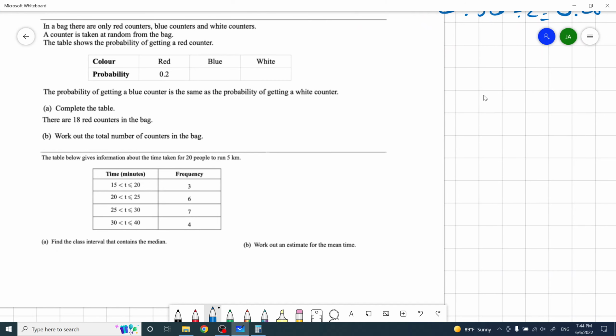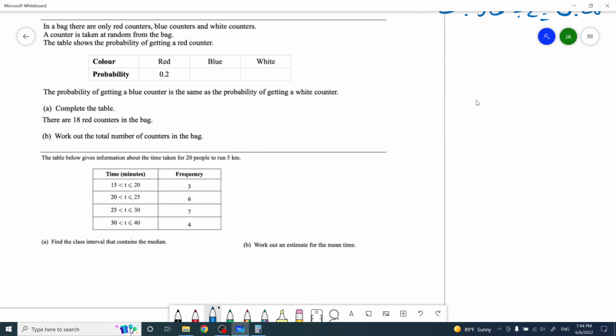Okay, in a bag, there are only red counters, blue counters, and white counters. A counter is taken at random from the bag, and the table shows the probability of getting a red counter. The probability of getting a blue counter is the same as the probability of getting a white counter. So again, the exact same style of problem, at least for part A. We need to complete the table. So if red is 0.2, we know that in total, red plus blue plus white is 1. So we'll take 1 minus 0.2, which is 0.8. And we will take that and divide by 2 to get 0.4. And that will give us our probability for both of these.